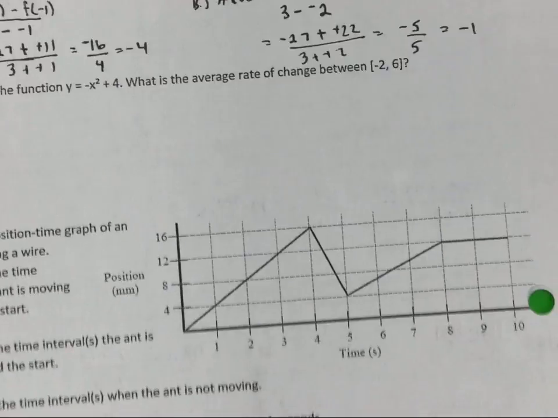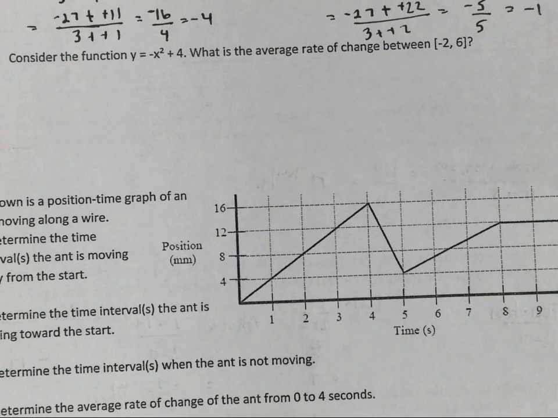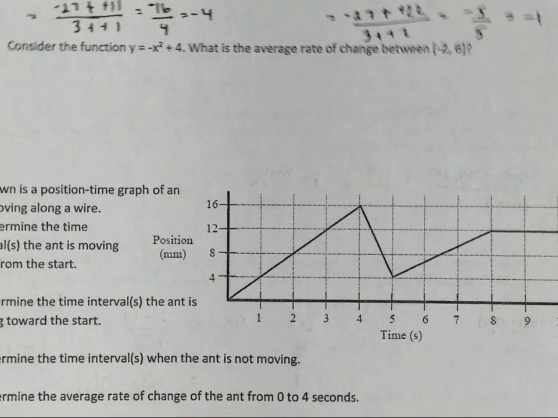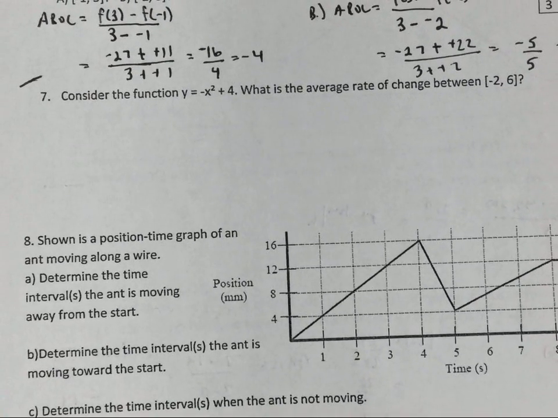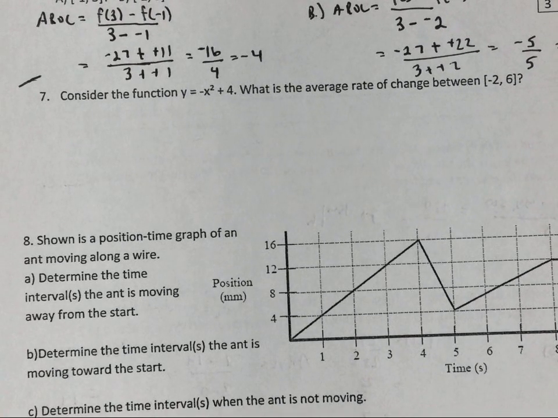All right. Now, I want you to get your note out from yesterday. We didn't finish this on the average rate of change. We're going to start with number 7. That just reviews what we learned yesterday. It says, consider the function. What is the average rate of change between the interval x equals negative 2 and x equals 6?